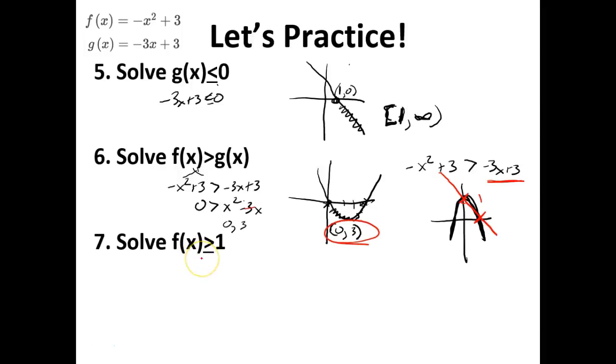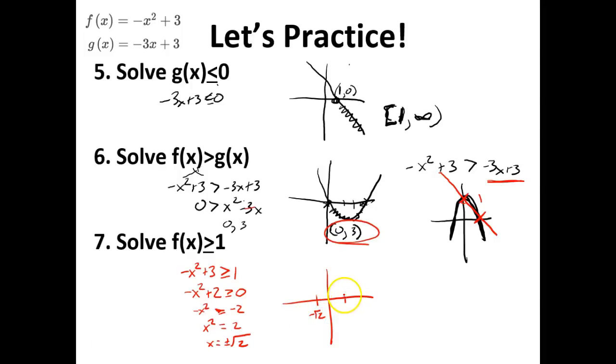Solve where f of x is greater than or equal to 1. That's where negative x squared plus 3 is greater than or equal to 1, or when negative x squared plus 2 is greater than or equal to 0. If I solve for x to figure out where it's actually equal to 0, I'd have negative x squared is equal to negative 2, x squared is equal to 2, x is equal to plus or minus the square root of 2. There, on a graph, that would be negative square root of 2, positive square root of 2.